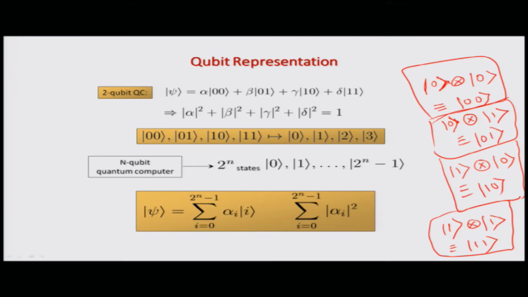So, in general, for an n qubit quantum computer, we have 2 to the power n basis states, and they can be represented by the wave function which has all possibilities of their independent basis sets with alpha i as their particular contribution. So, the probability of each of them being present is alpha i squared, summed over all of them. So, this is how the qubit representation goes.